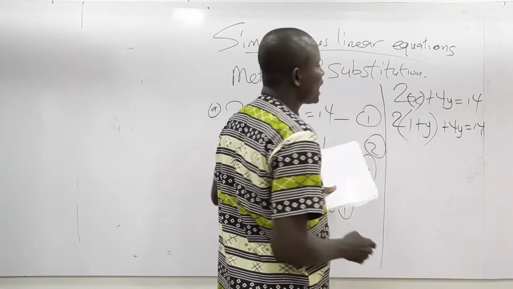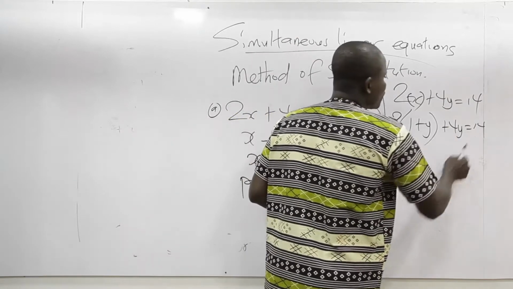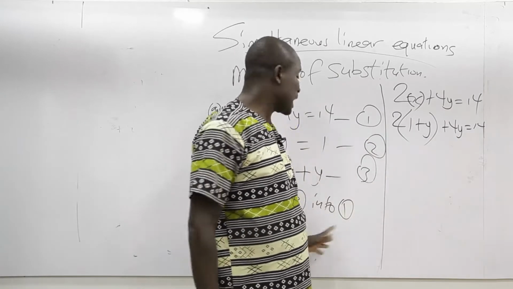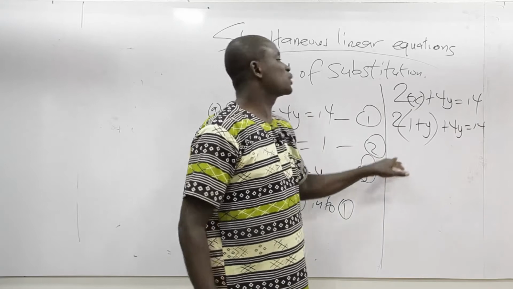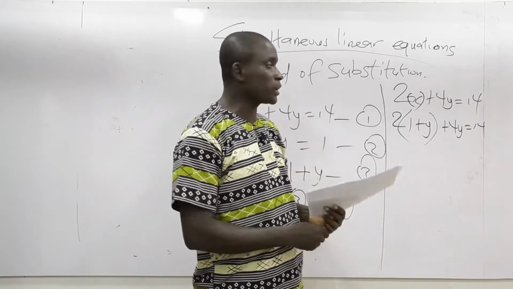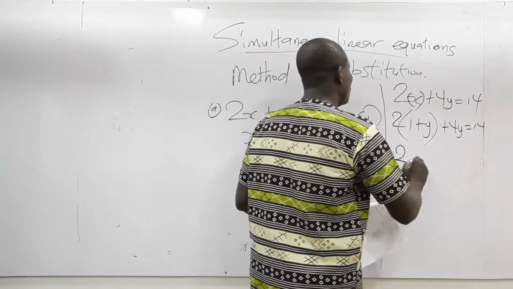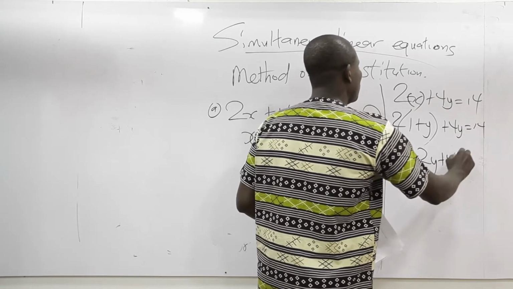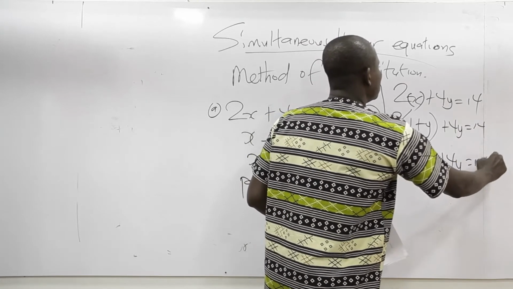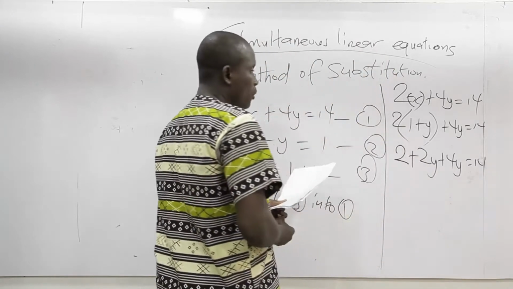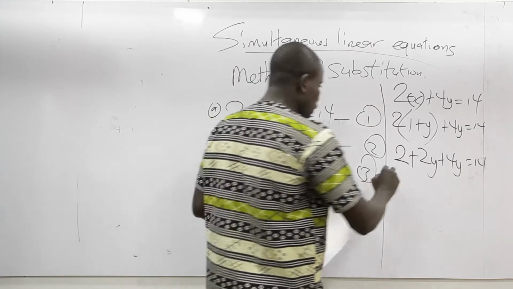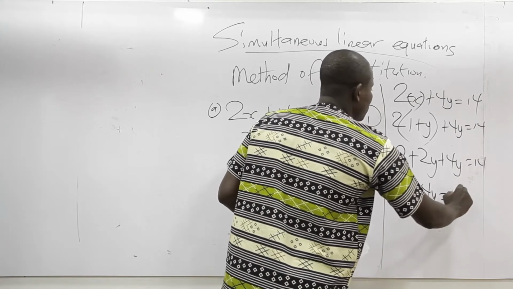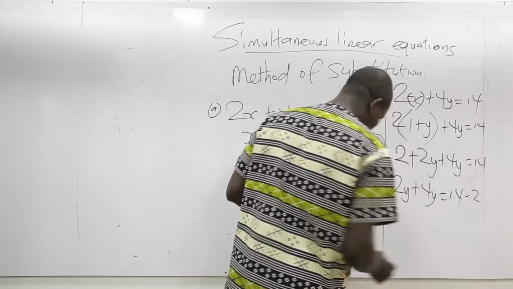So now I think we can expand. Now what are you seeing? You could see that we are left with only y as a variable. Right now the x has disappeared because it is all y throughout, and we can solve it now. So we have 2 plus 2y, I'm opening this bracket, plus 4y is equal to 14. So now we want to group like terms. So here becomes 2y plus 4y is equal to 14 minus 2.